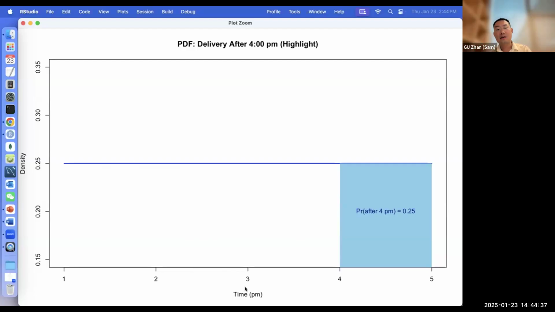Let me ask you, what is the probability for a parcel or the flower to be delivered exactly at 3 p.m.? The probability will be 0. But the probability density value will be 0.25. Now, probably after 4 p.m. is here, right? So between 4 to 5, this area under the curve is 0.25. We can visually examine.